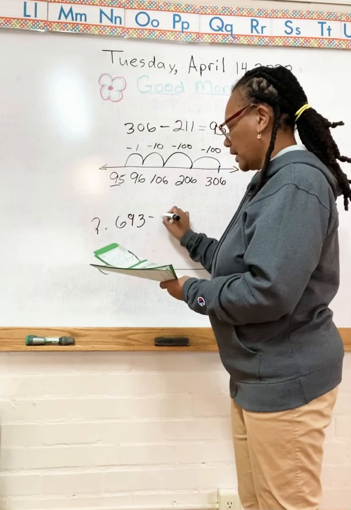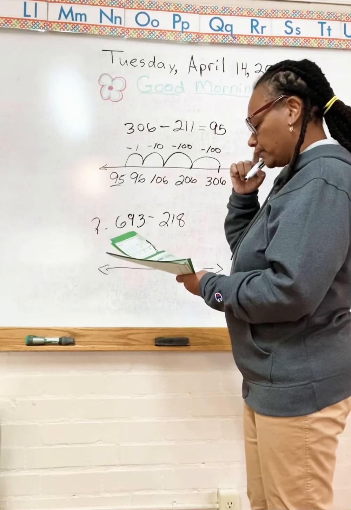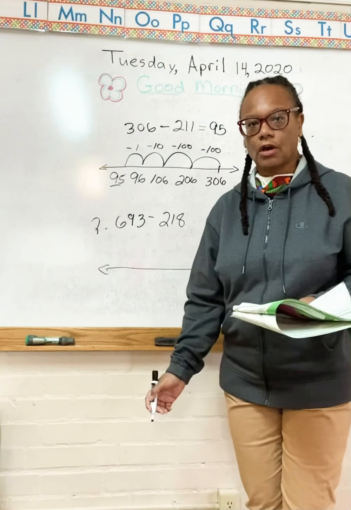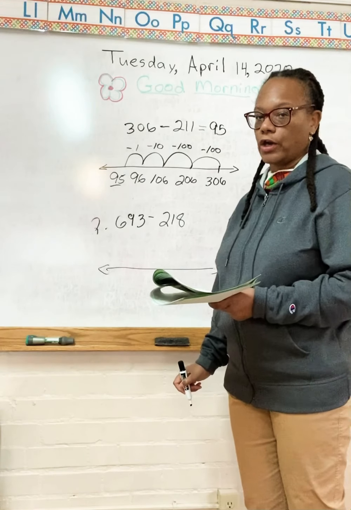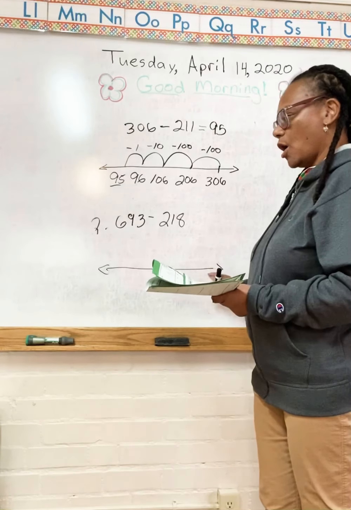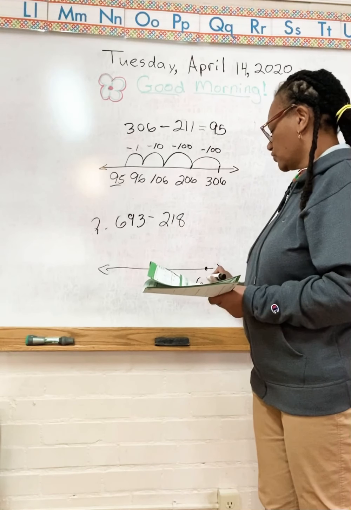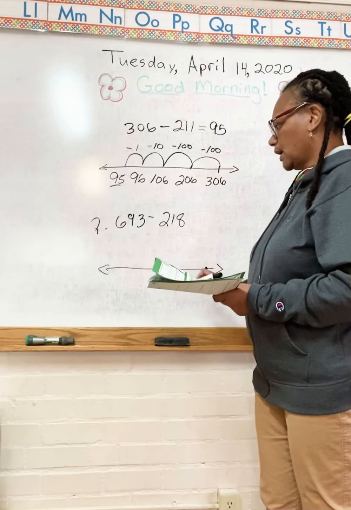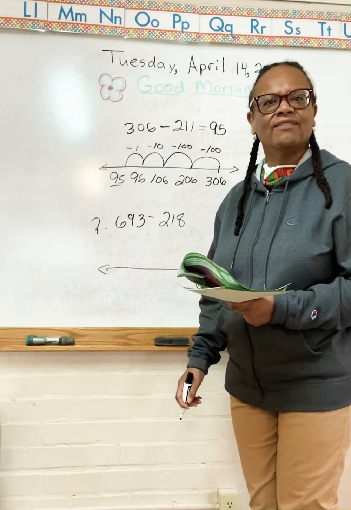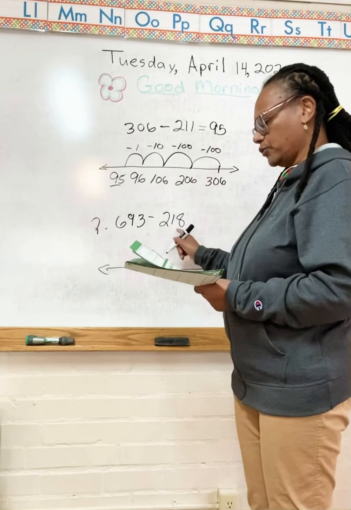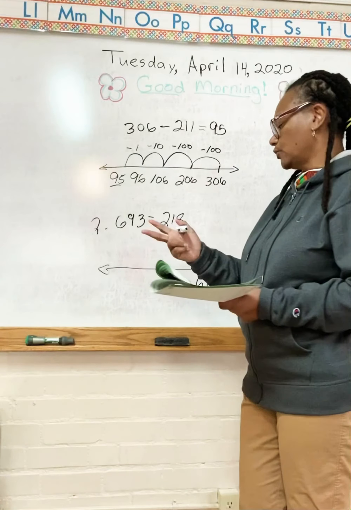693 minus 218. Well, on our number line, what number should we start with? The largest number. Where should we start? All the way at the end. So we are starting here, 693. How far do we have to go back? We have to go back 200. Do you want to go 100 at a time or 200 altogether?